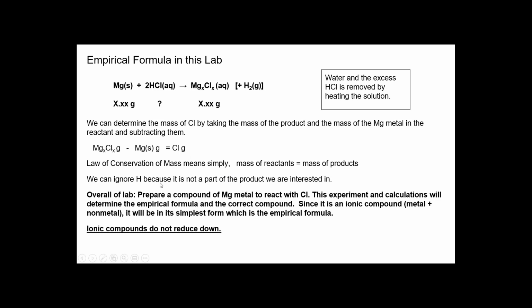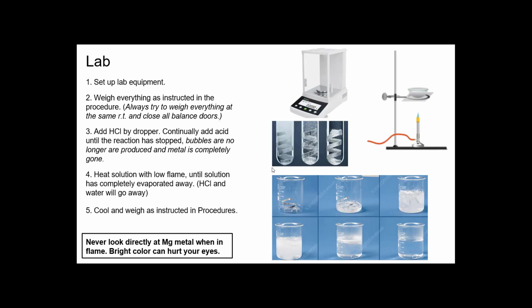So overall, the lab: prepare a compound of magnesium metal to react with chloride. This experiment and calculations will determine the empirical formula and the correct compound. Since it's ionic, we do not reduce down. It will be in its simplest form as long as your calculations are correct.